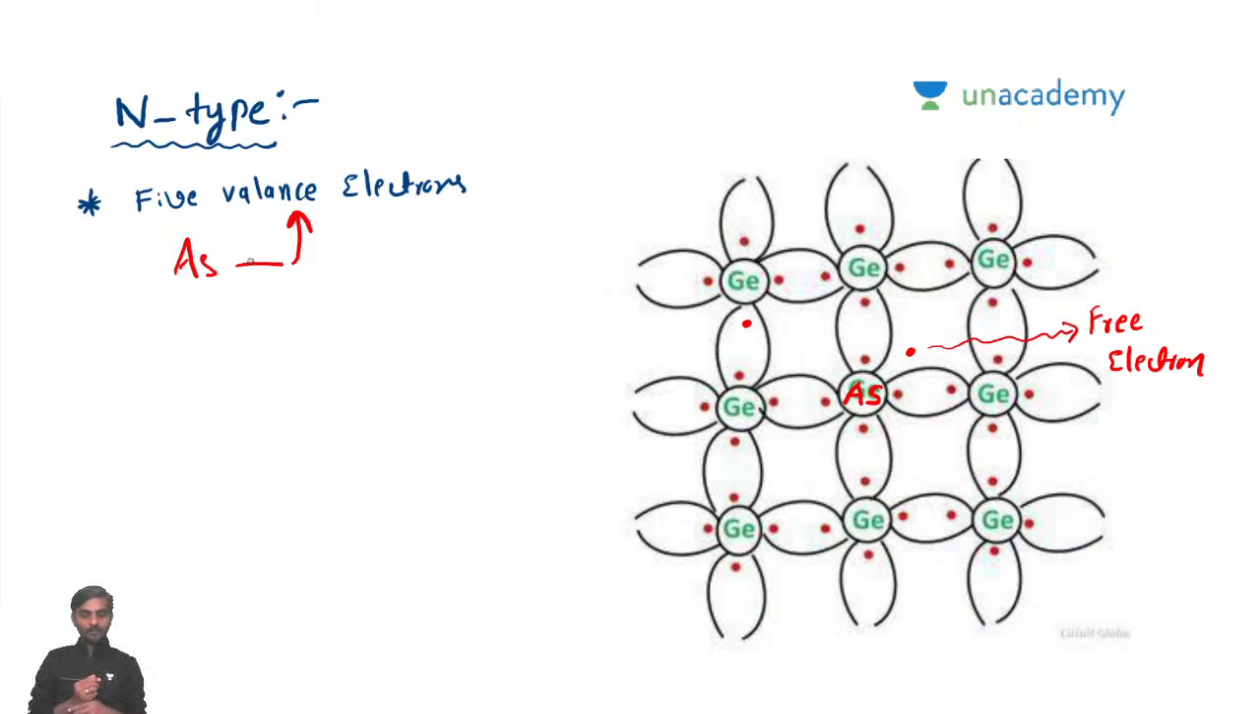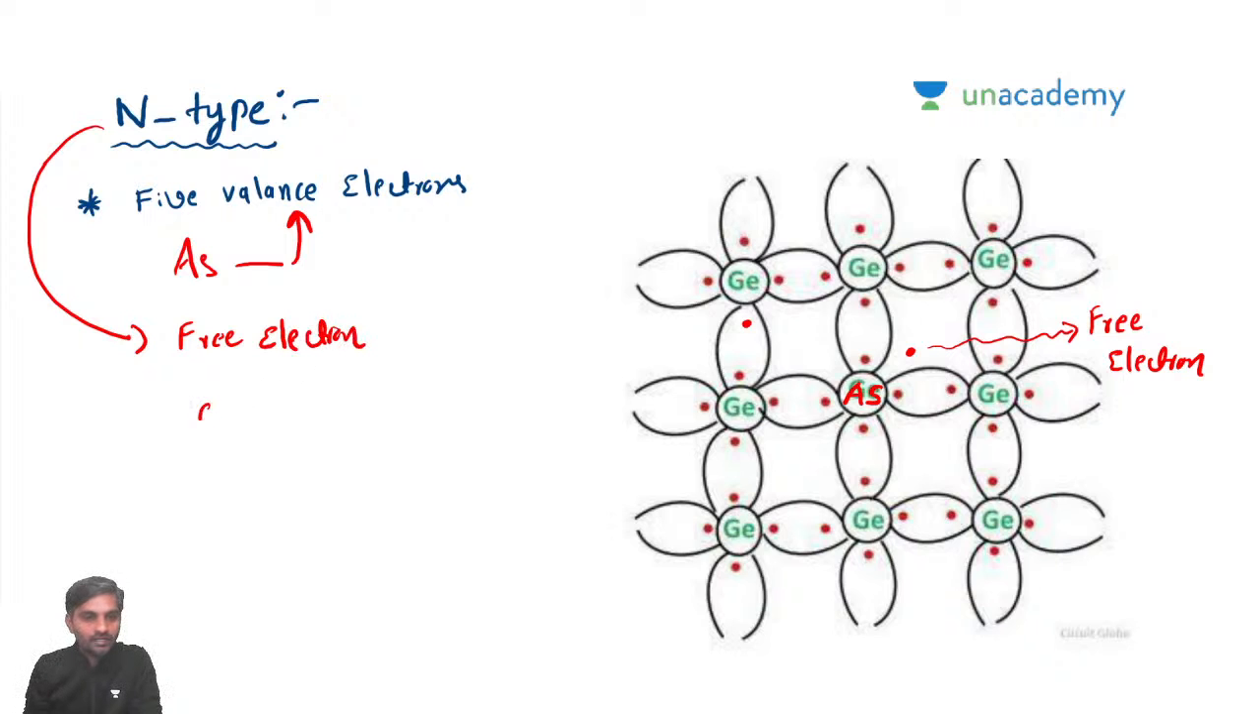This is very, very important, right? This is the unbound electron which is responsible for the conduction. And we should know something here. After doping, the free electron concentration is higher when compared with the hole concentration. So in the case of N, the free electron concentration will be higher when compared with the hole concentration.